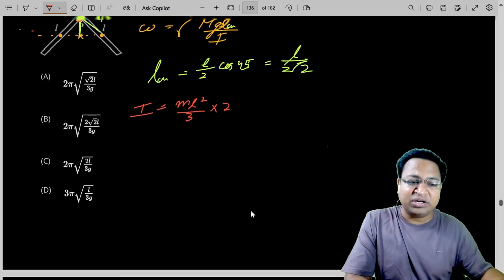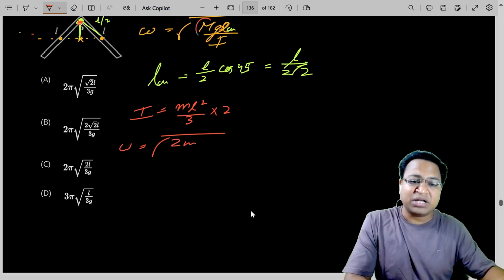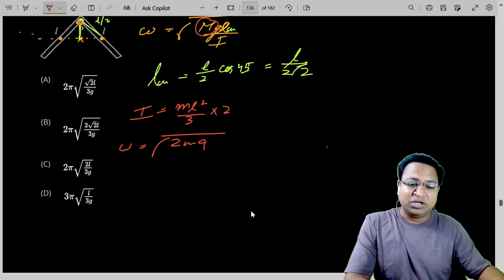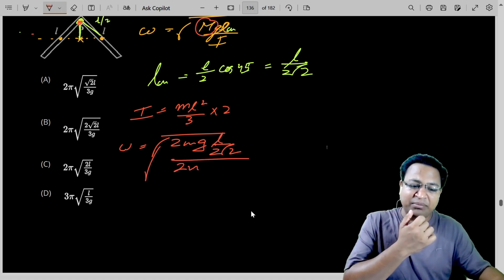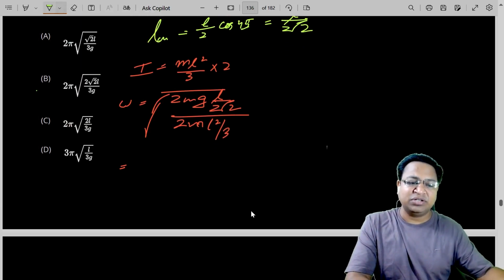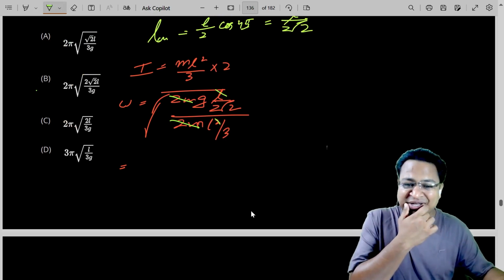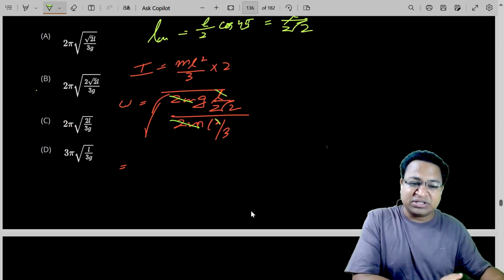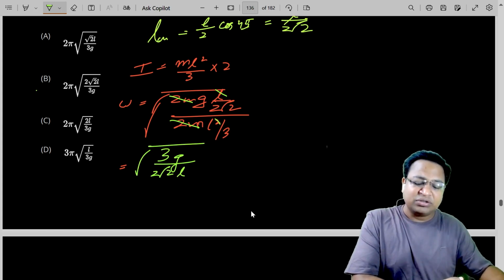So from here we can very readily calculate the value of omega. That will become mass, where the mass is 2m, the mass of the entire object, into g into L upon 2 root 2, divided by 2m L square by 3. So let's finish this calculation. The 2m and the 2m get cancelled. One L will get cancelled. And apart from that, I don't think anything is getting cancelled. So it will become 3g upon 2 root 2 L. So that is the value of omega.